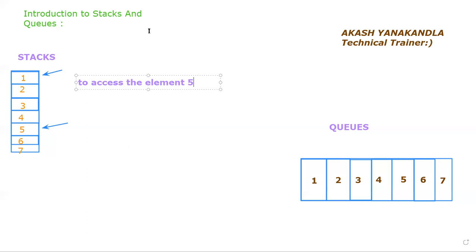After that, if I write pop 2, what will happen? The 2 will come out, and then my 3 will become the top element. After that, when I use pop 3, the 4 will become my top element. And when the top element of the stack is 4, if I use the instruction pop 4, my 5 will become the top element, and then I can access it.